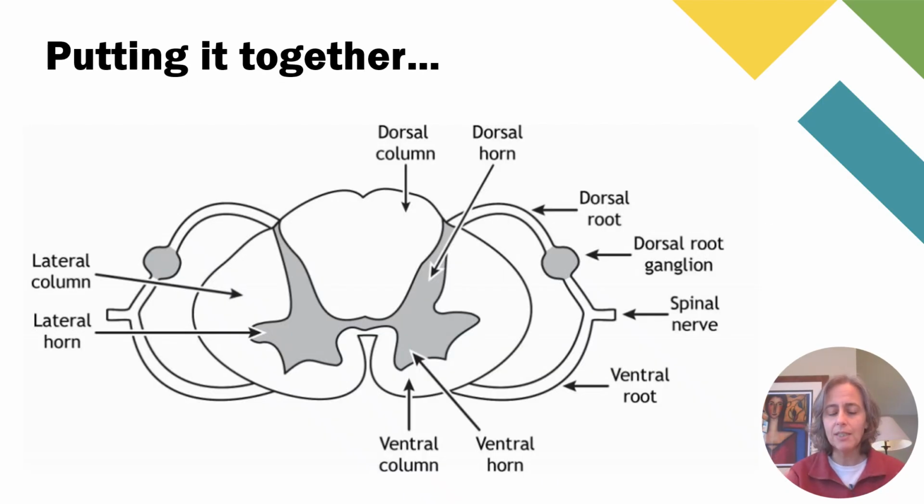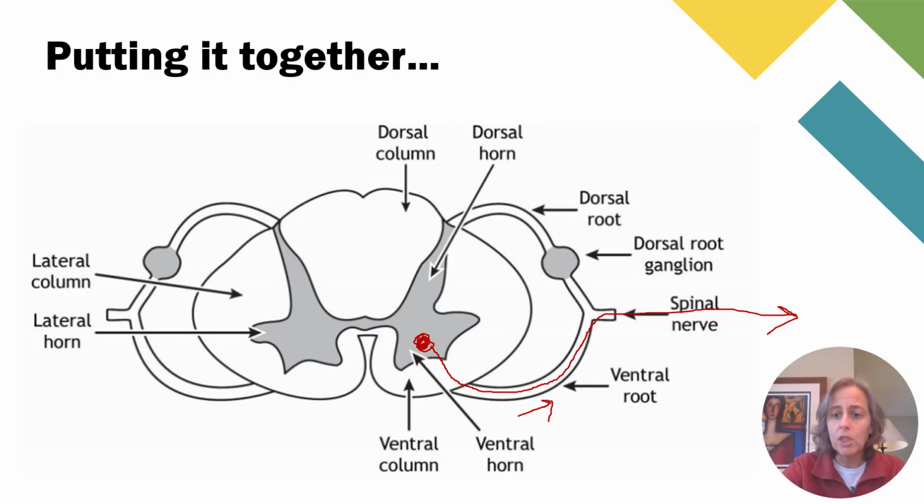So let's put it all together because it's kind of a good way to review. So in the ventral horn, we're going to have the cell bodies of motor neurons. So these are motor neurons. They're going to send their axons out through this ventral root and then out through that spinal nerve, and the direction is this way, right? So I'm just going to do a little arrow. These are efferent. The direction is that way.